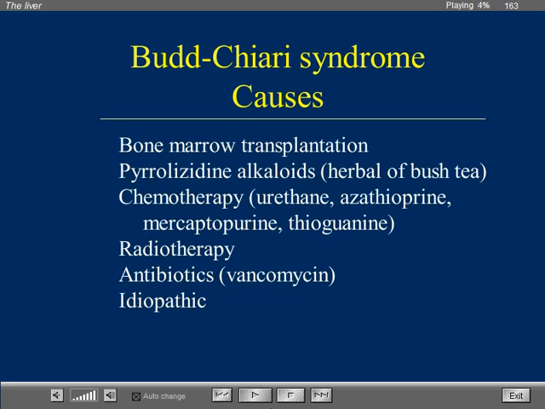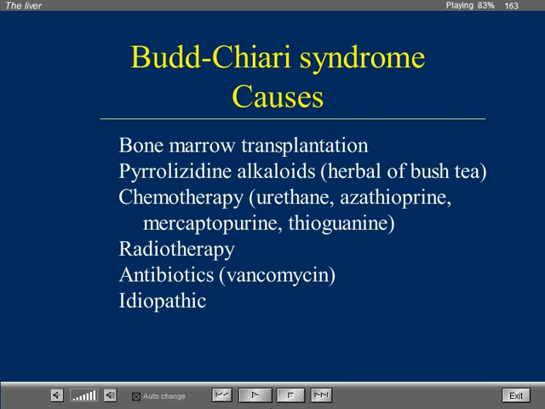Other causes of Budd-Chiari syndrome are following bone marrow transplantation, and the consumption of some herbal products, particularly bush tea. Bush tea has a high content of senecio alkaloid, and this has been described in several countries of the world. The alkaloids that seem to obliterate the hepatic venules are the pyrrolizidine.